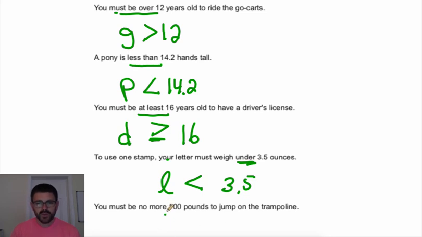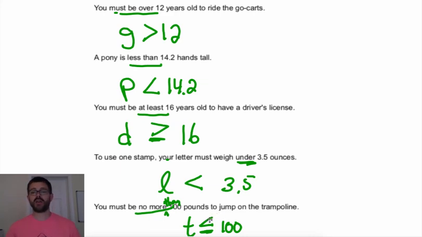And then the last one, we're missing a word here. You must be no more than 100 pounds to jump on the trampoline. So the trampoline has a weight limit on it. You can't be too big because you might break the trampoline. So let's call it T for trampoline and 100. You must be no more than. That means you can't be over 100, but you can be under 100. But it's also okay to be equal to 100. So if it says no more than 100 pounds, it means you can be 100 pounds, you just couldn't be bigger than that. So you can be less than 100 or equal to 100.